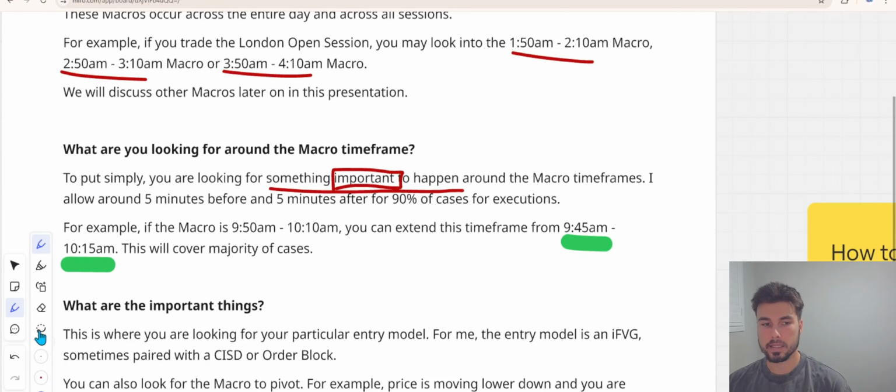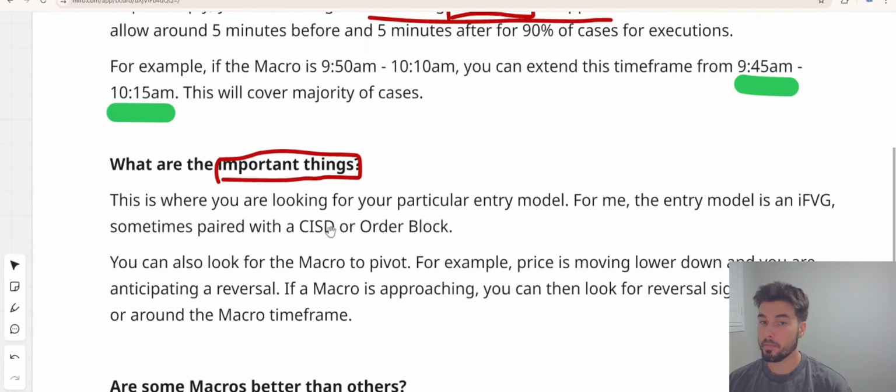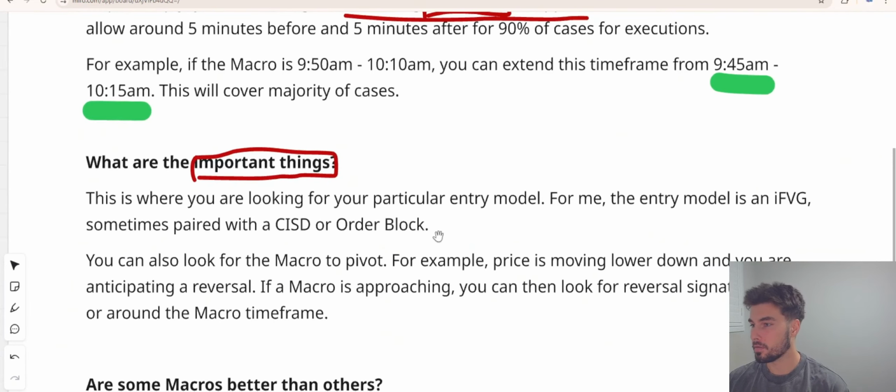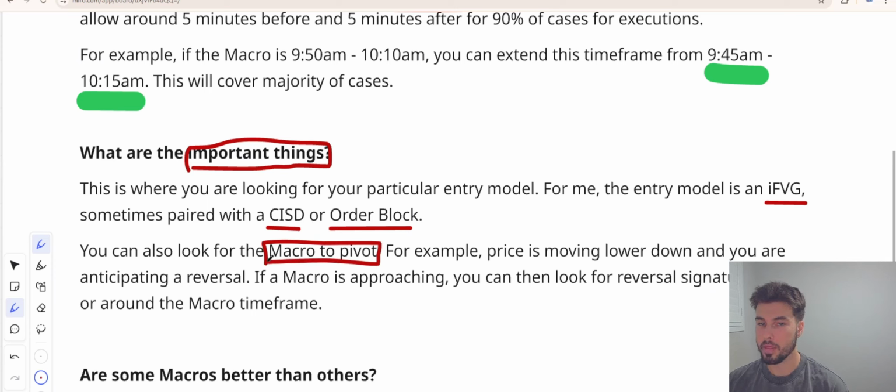We'll talk about it. Let's also define this while we're here. So take all these notes. What do I define as important? What are we going to look for? What should you look for inside the macro period? Now, for me personally, I'm looking for a few things. And the entry model we're going to discuss today is very simple, very easy. It's going to be using an inversion fair value gap, or sometimes we're going to use a change in the state of delivery or an order block. We can also look for this to happen. Write those 3 words down.